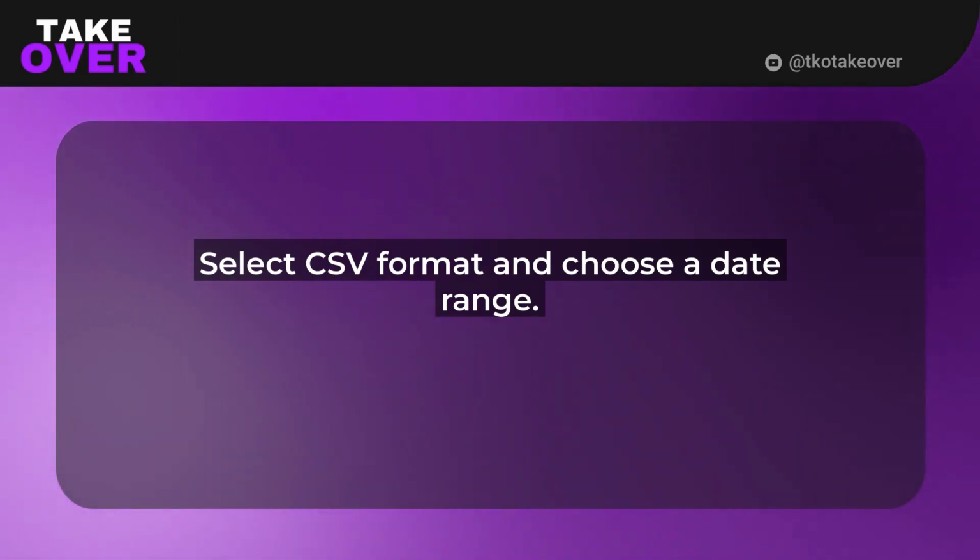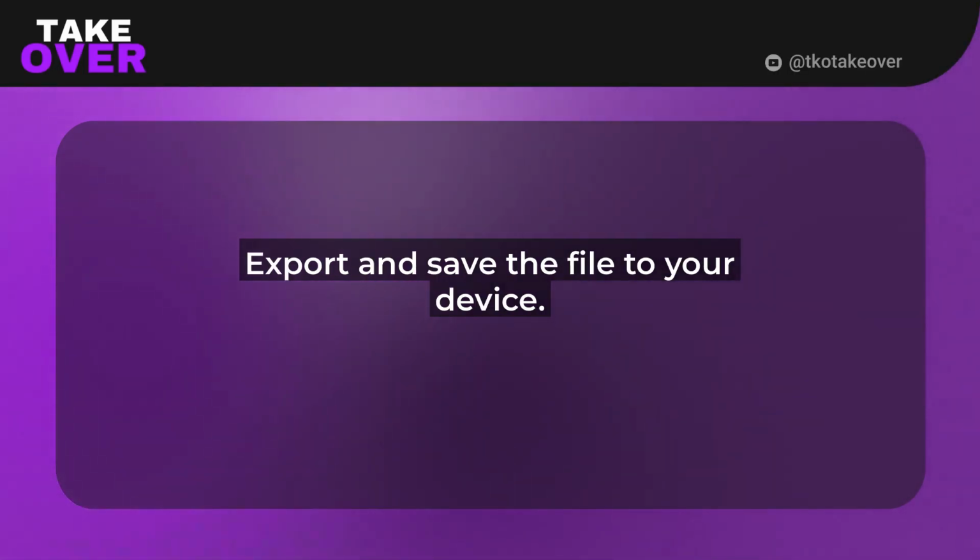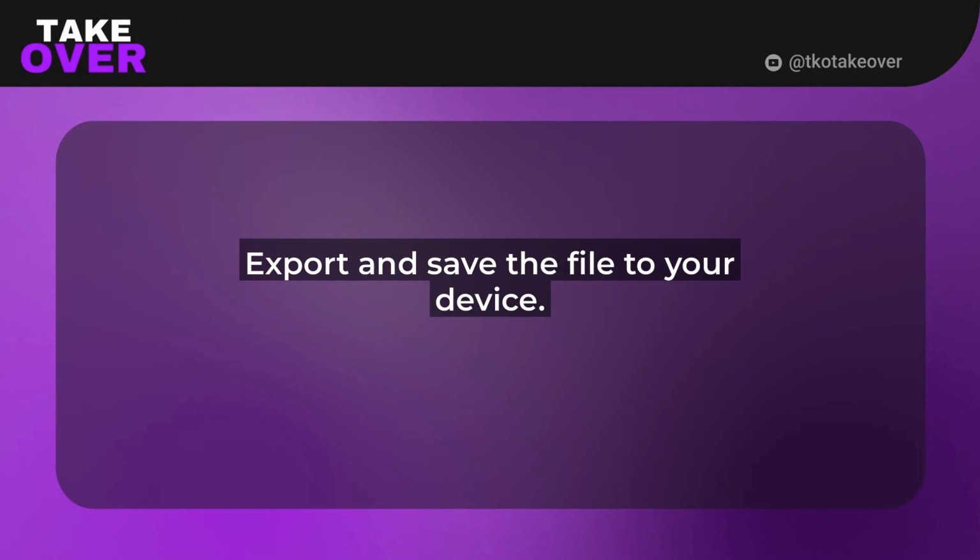Now, grab your computer or another device where Excel is installed. Locate the CSV file you just exported. It's probably in your Downloads folder or wherever you saved it. Open Excel. Go to File, Open, and select that CSV file. Excel will automatically format it into a spreadsheet, with columns for date, amount, merchant, and more.